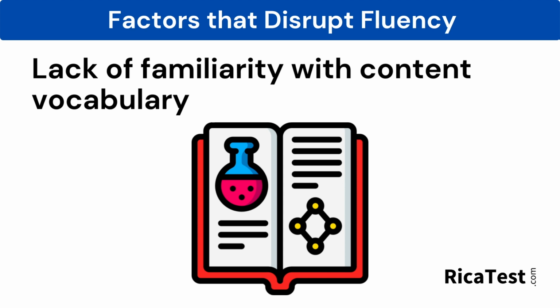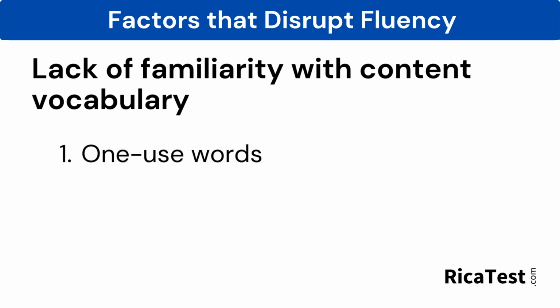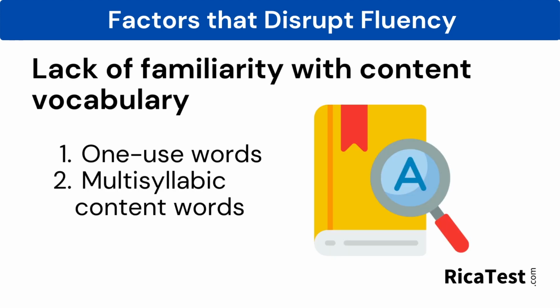Let's look at two types of content words where students find difficulty. First, there are one use words. These are words that we really only use for a specific purpose. A word like aorta, for example. Second, we have multisyllabic content words. These are used for a variety of contexts and subjects. Example words might include cycle or phase.